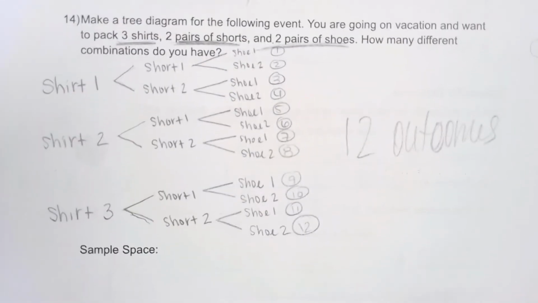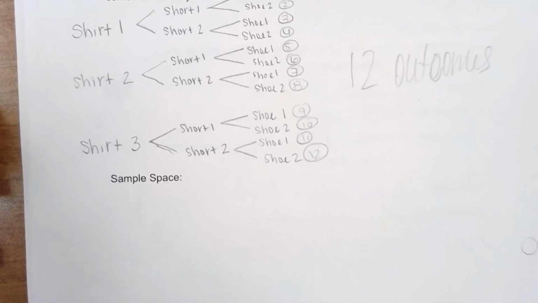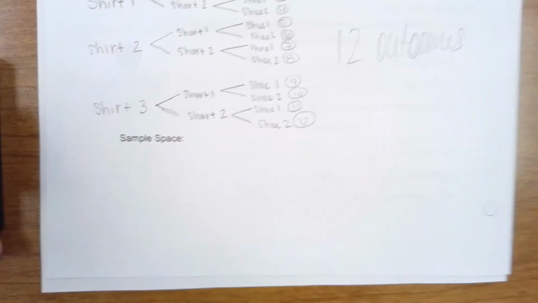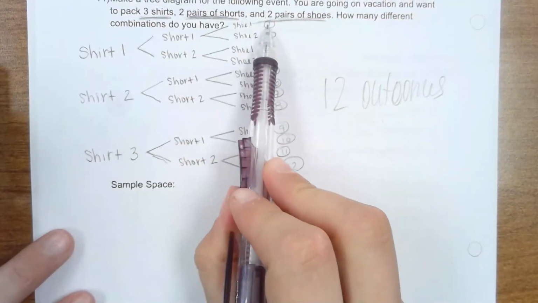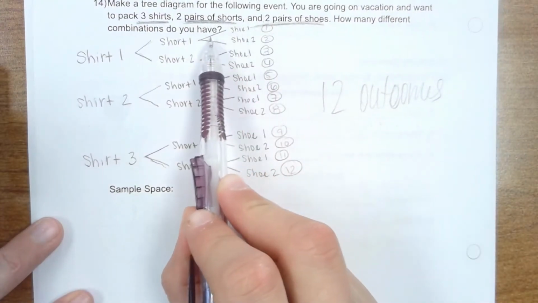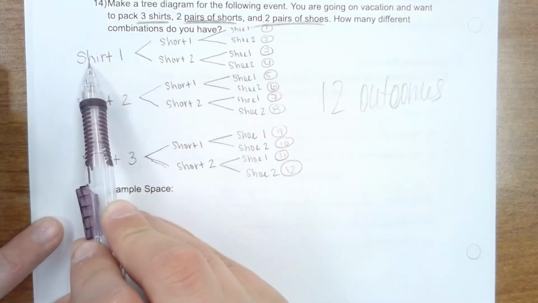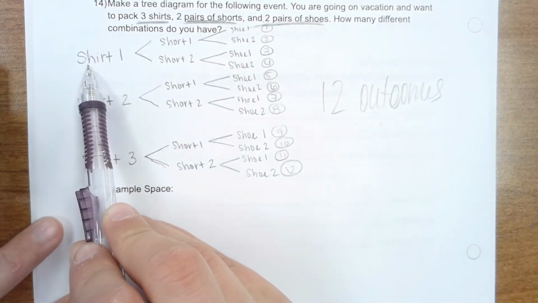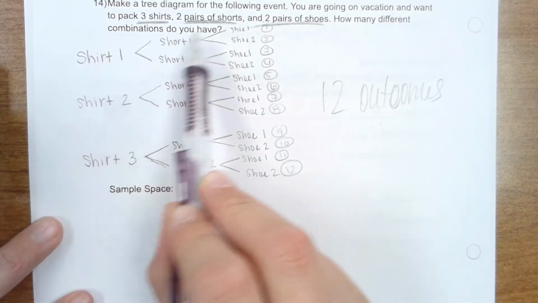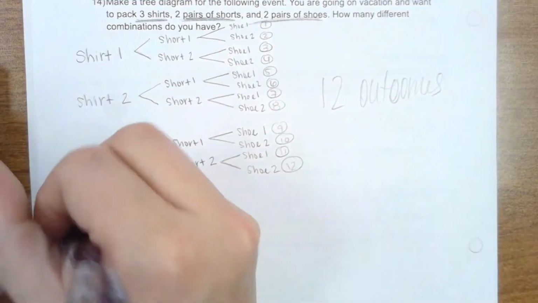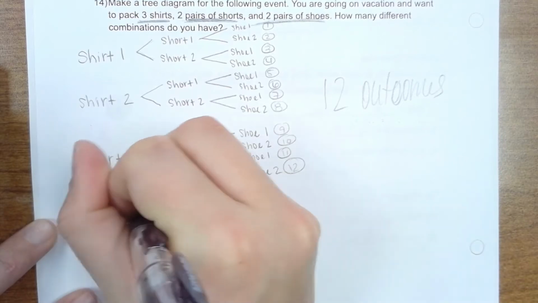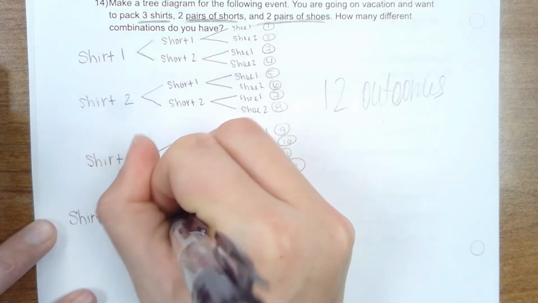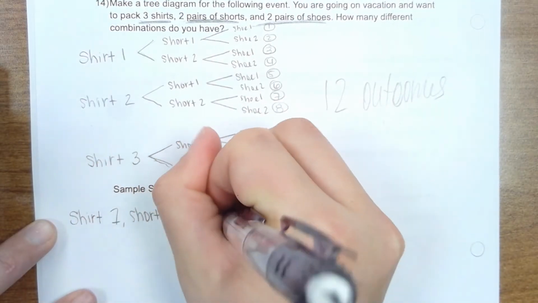So your sample space, again, you're just listing all of your different outcomes possible. So you just start with your tree. So you start with outcome number 1, and you just work your way back to figure out what outcome number 1 was talking about. So outcome number 1 was talking about shirt 1, short 1, shoe 1. So shirt 1, short 1, and shoe 1.